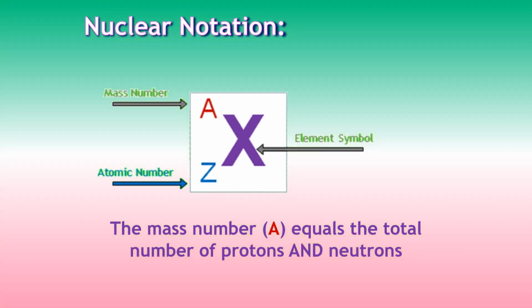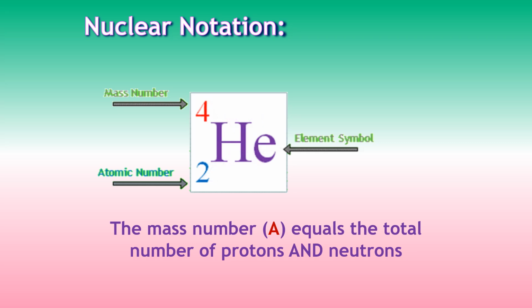And if we were going to do that for the most common version of helium, we'd have helium-4 with 2 protons and 2 neutrons. Since the atomic number is 2, we put that on the bottom. That's just the number of protons. Since the mass number is 4, there's 2 protons plus 2 neutrons, we put 4 on top. And that's how we write it.